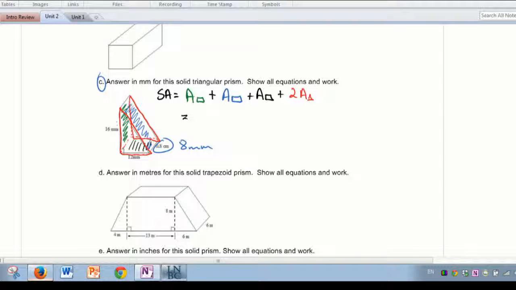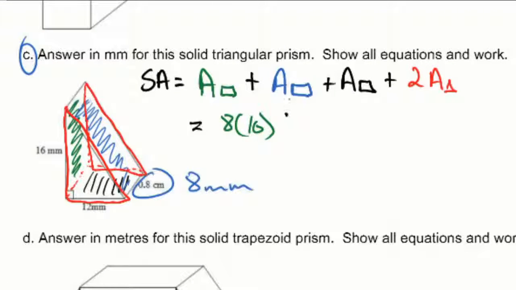The green rectangle on the back, the length is 8 millimeters, and then the width is going to be 16. Now, if you're not doing these in the same order as me, again, it doesn't really matter. The blue one on the front, I don't know this length yet, so I'm going to have to calculate that using my Pythagorean theorem. Can't get away from it. So we're going to need this for our triangle. Or no, we won't. We don't need this for the triangle.